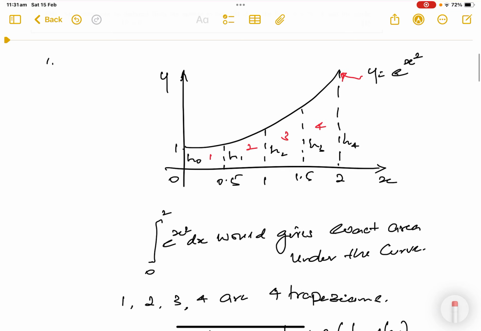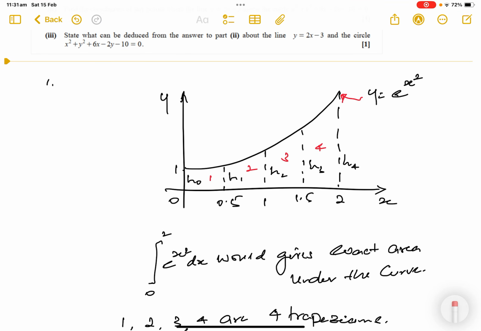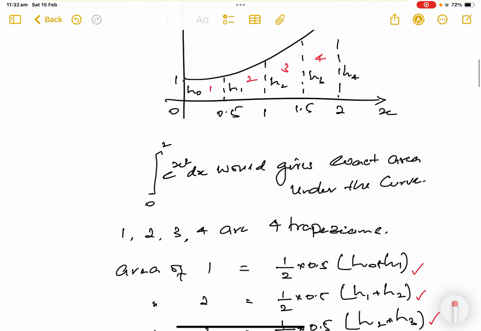Let's start. As a sketch, I put a curve just rising up, y equal to e to the power x squared. They asked us to use just 4 strips. From 0 to 2, 4 strips, each strip is 0.5, so 1, 2, 3, 4 strips. And the heights are H0, H1, H2, H3, H4, and then we find the area of the trapezia, which gives the estimated area under the curve.